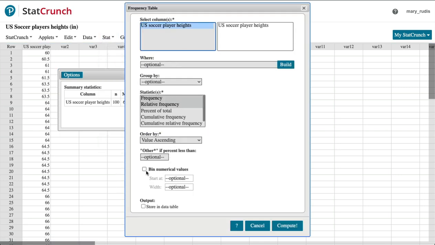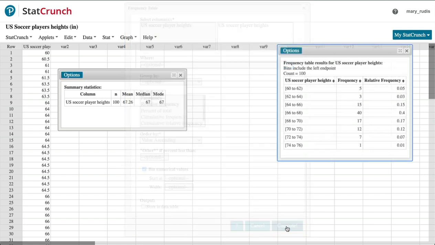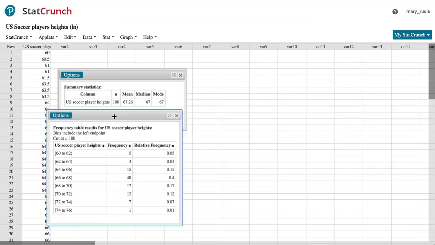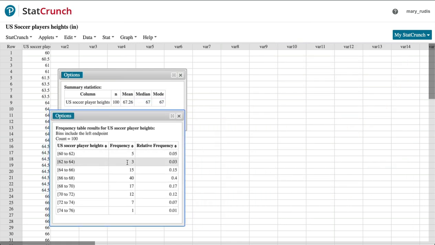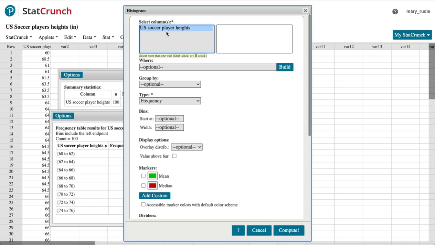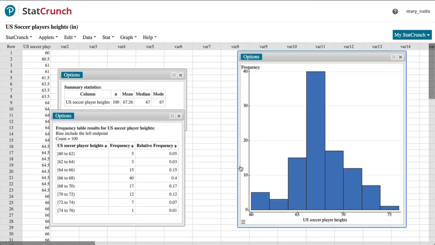Frequency, and this time I am going to bin it. So we're going to bin the data this time because there's a lot of numbers. And let's hit compute. There we go. So we can see that the frequency table starts out small, gets big, and then it goes back to being small again. And we can even verify that by just looking at a quick histogram of this. I'm not even going to choose any options. I'm just going to say frequency.